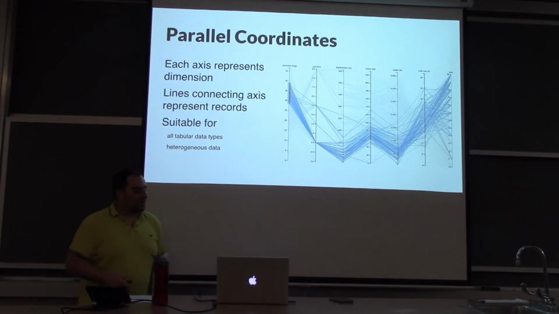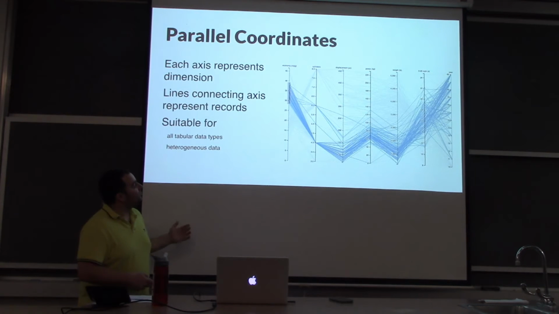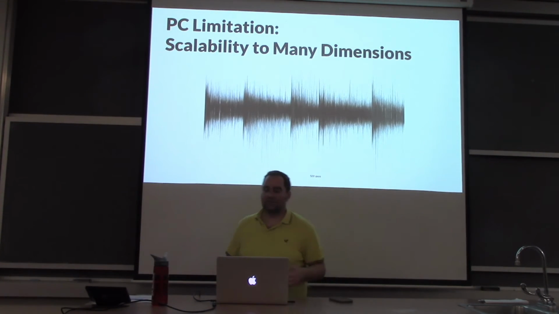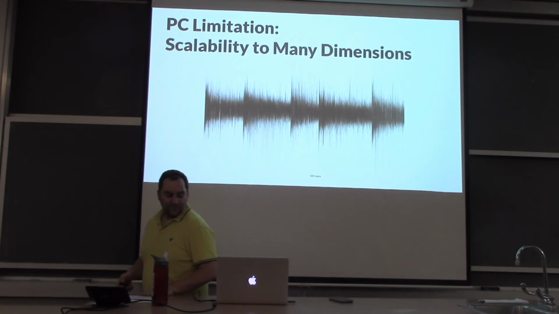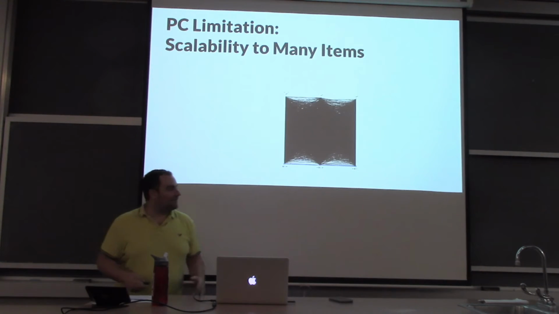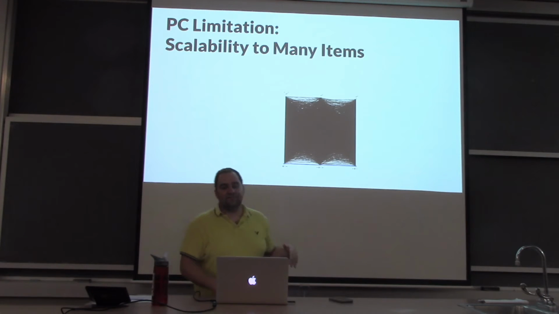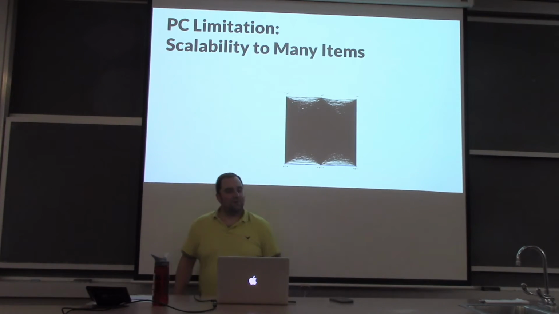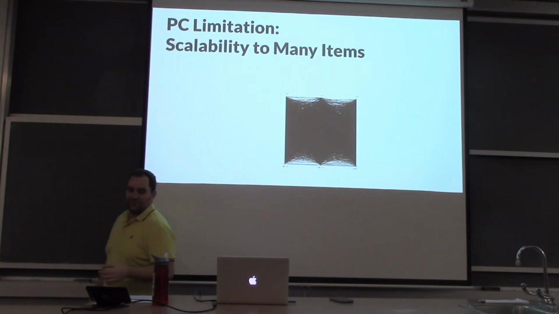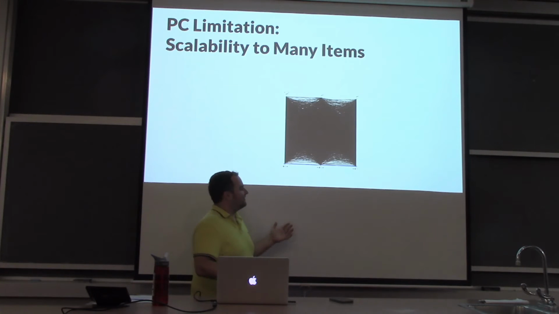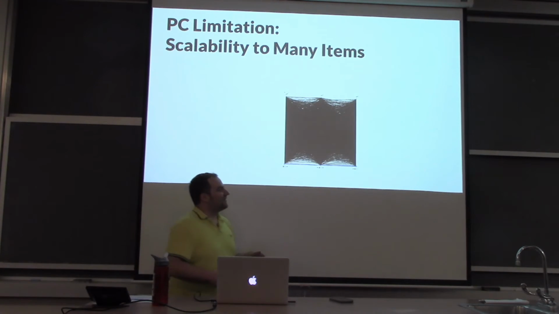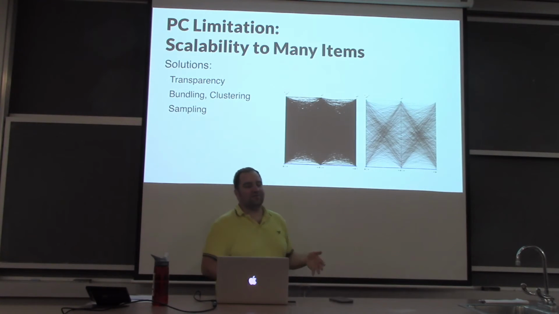However, there are a couple of drawbacks. One of the problems is scalability, and we've seen this earlier: the scalability to many dimensions is pretty limited. Then also the scalability to many items is pretty limited. This is something that I did in my first three months of PhD. I tried to render a parallel coordinates plot, and then I created this chart, and I was very frustrated because it was useless. So a simple fix for that is to use transparency.